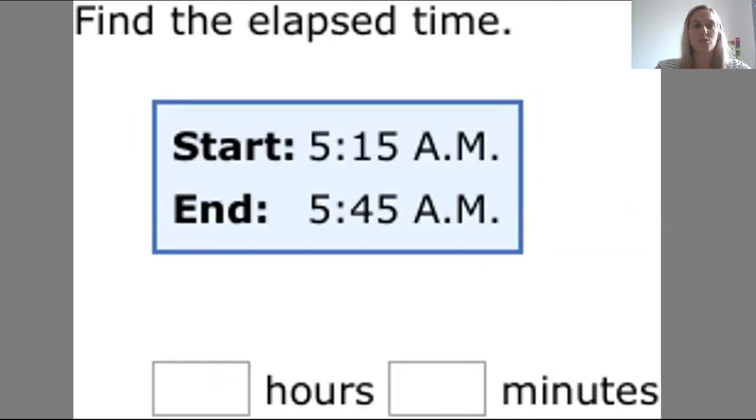So grade 2, this question here, we can use subtraction. Say we had an exercise class that was at 5:15 in the morning and it ended at 5:45. The hours here are the same, so we just leave those alone. The minutes here are larger than the start time, so we could just go 45 minus 15 to get the answer. Next week, I'm going to ask you to tell me what it is.